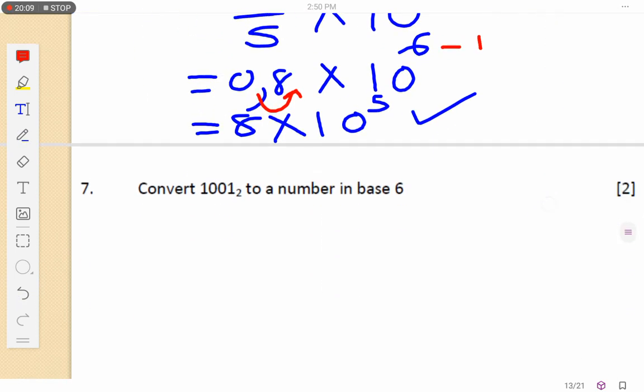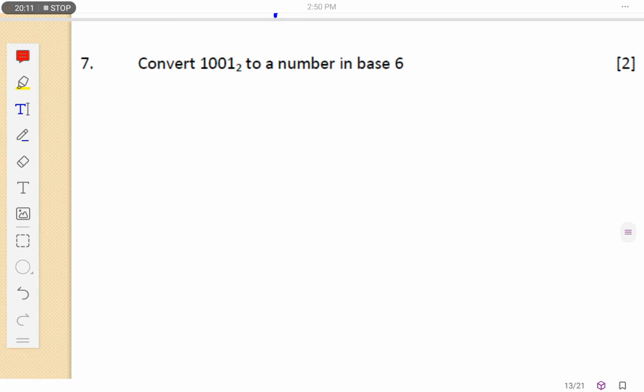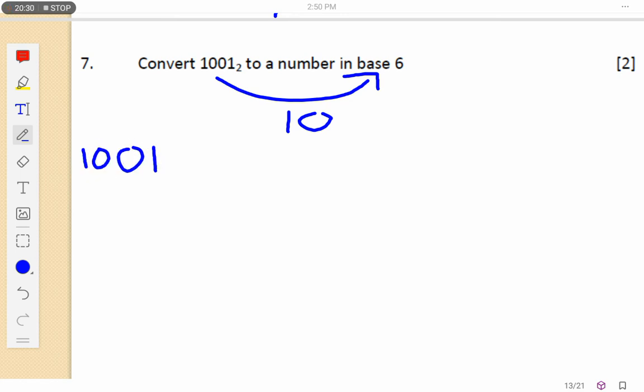Let's go to the last question. The last question was saying convert that number to base 6. Going from base 2 straight to base 6 is not possible. You go via base 10, then you go to base 6. So let's go first to base 10. 101 base 2 to base 10 is equal to, we say, the first number 2 to the power of 0, second 2 to the power of 1, then the power of 2, power of 3. Okay, like that.